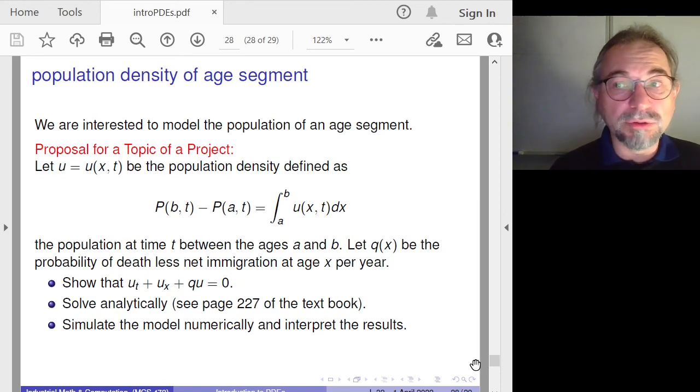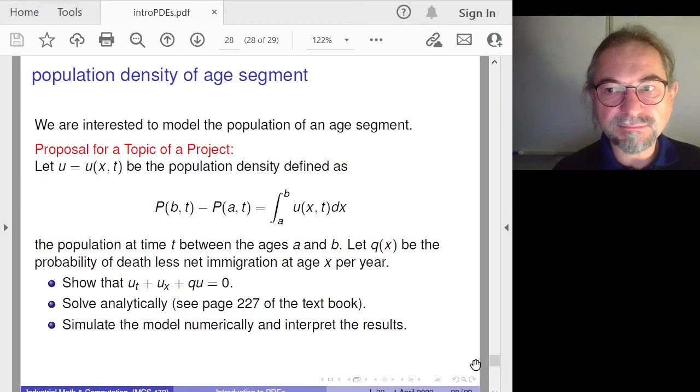Is this a model that is valuable? That is what is asked here. So in some sense, how do you model the population, the evolution of the population within a certain age bracket?